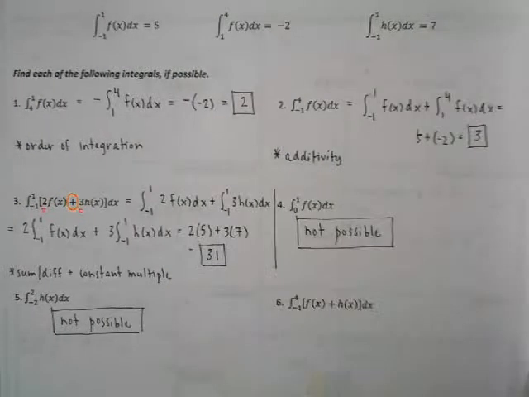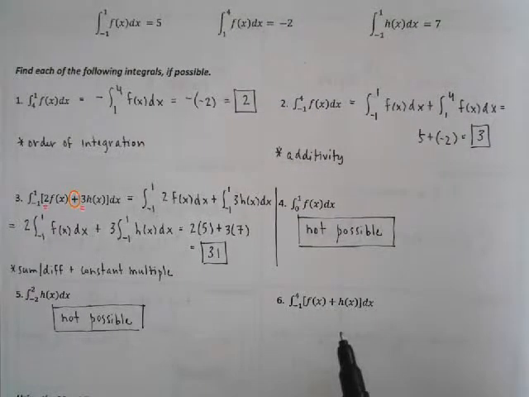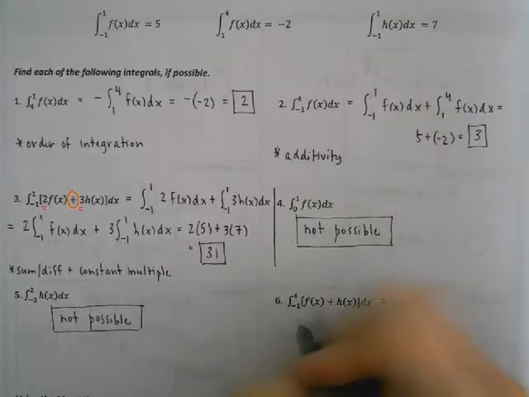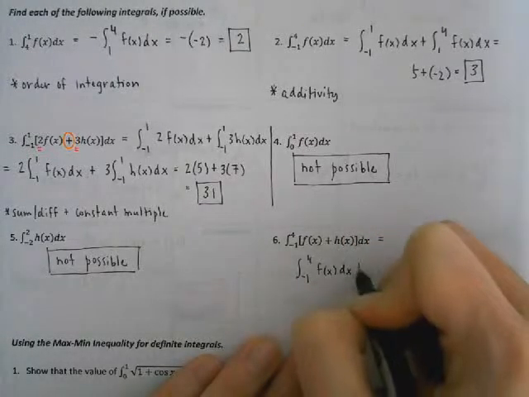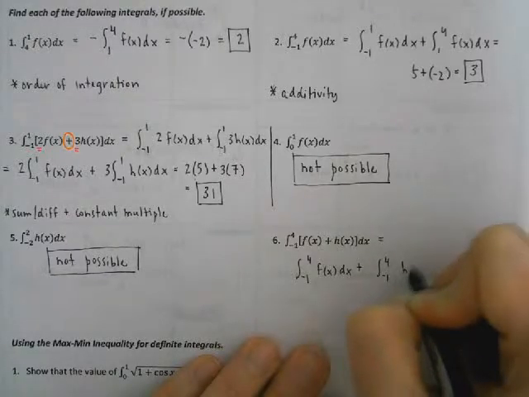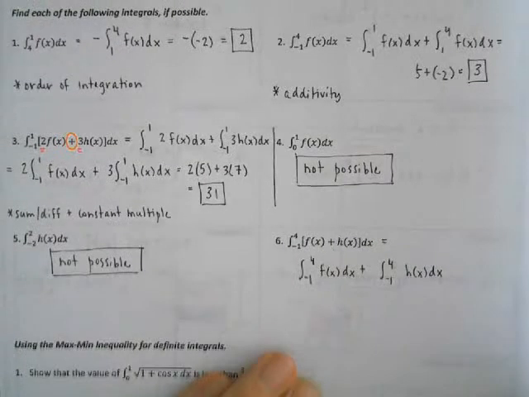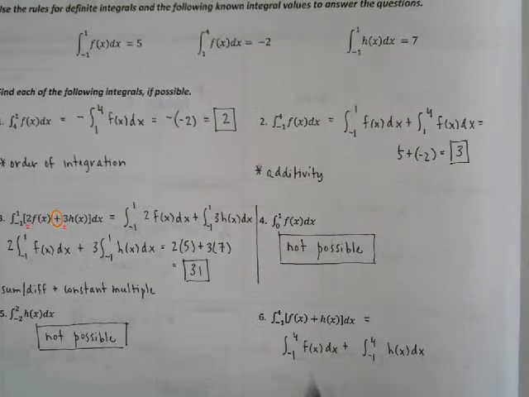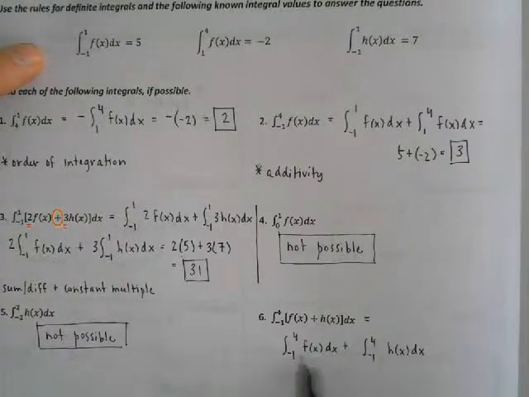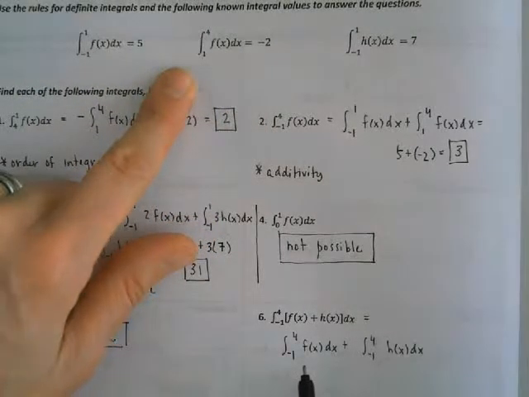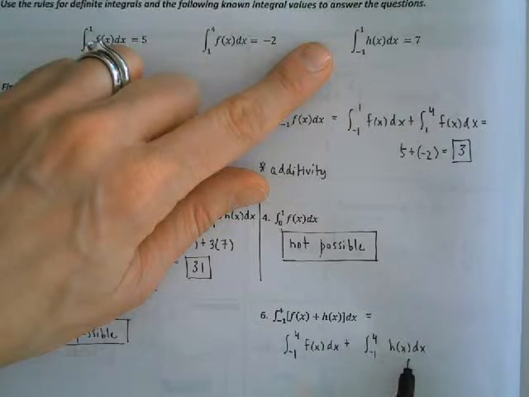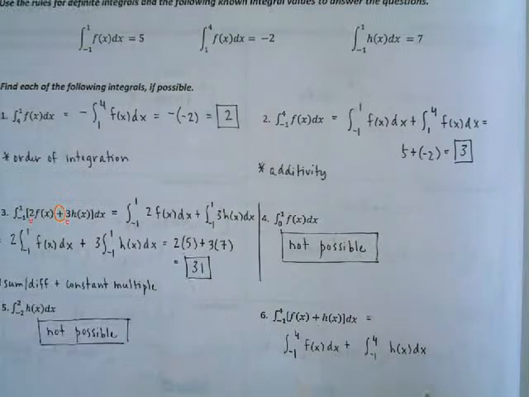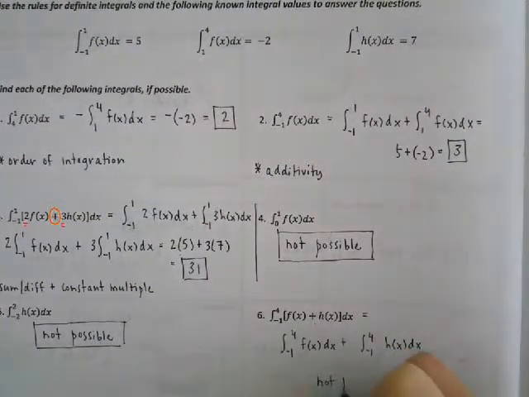All right, and one more using our properties then. So let's see, here we have our sum or difference property. So I know that this is equal to the integral from -1 to 4 of f of x dx plus the integral from -1 to 4 of h of x dx. Now, I know I can get -1 to 4 of f of x dx by doing the additivity property. The problem is here, I only know the value from -1 to 1 of h of x dx, and I don't have information from 1 to 4, so again, this one is going to be not possible.